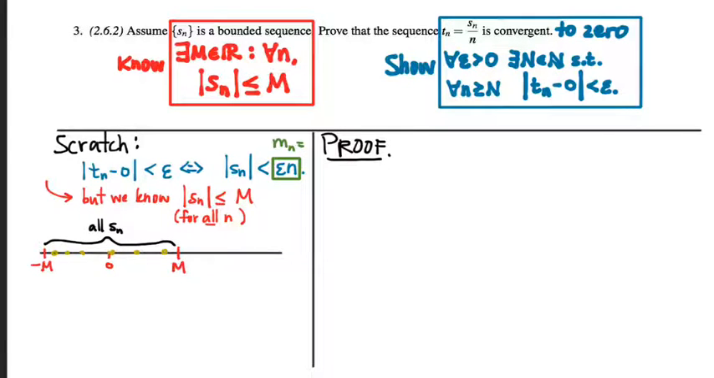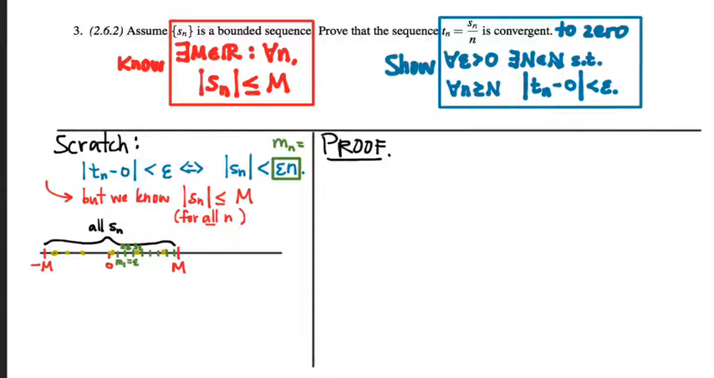Okay. So when n equals 1, m sub 1 is going to equal epsilon. Right? And if epsilon's really small, that could be really close to 0, right? But then m sub 2 is going to be 2 epsilon. M sub 3 is going to be 3 epsilon. 4 epsilon, 5 epsilon, 6 epsilon, 7 epsilon, 8 epsilon, and so on and so on.